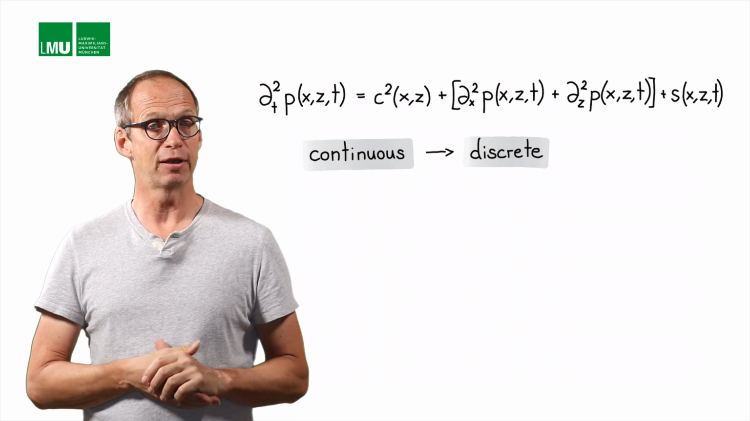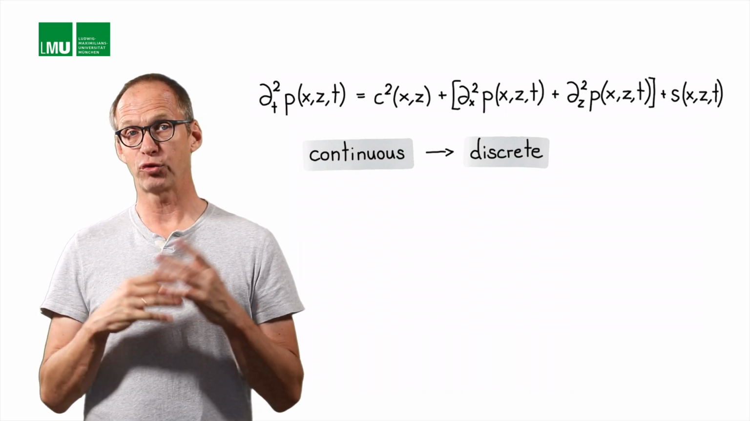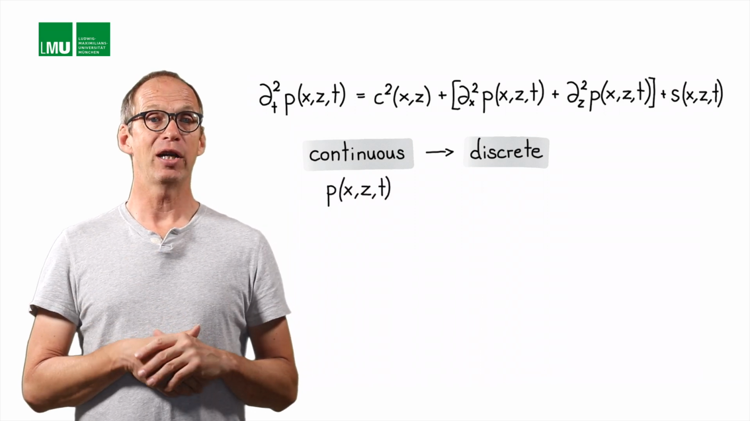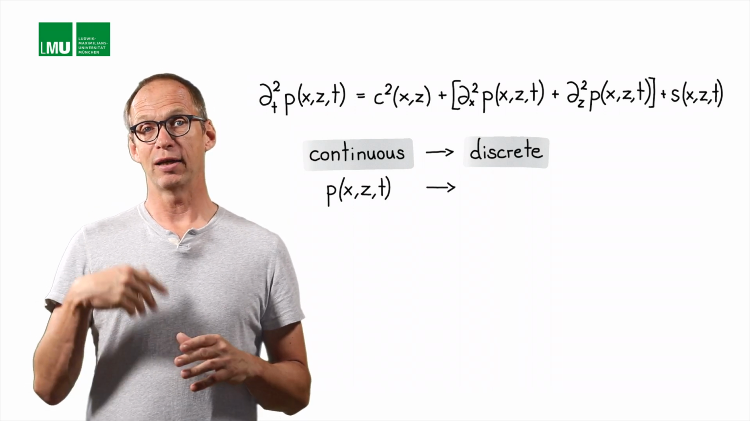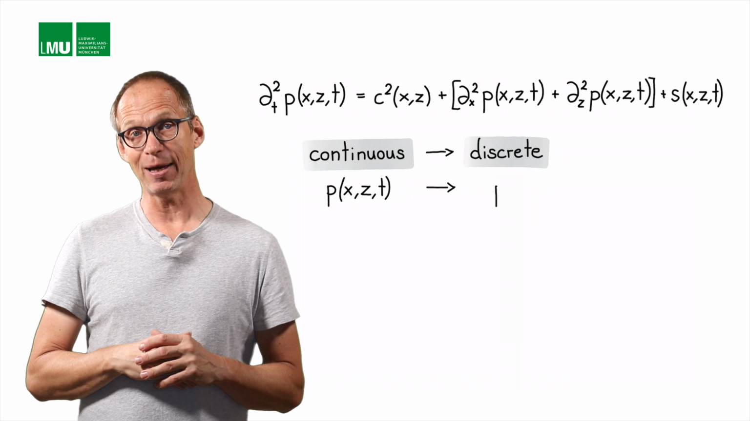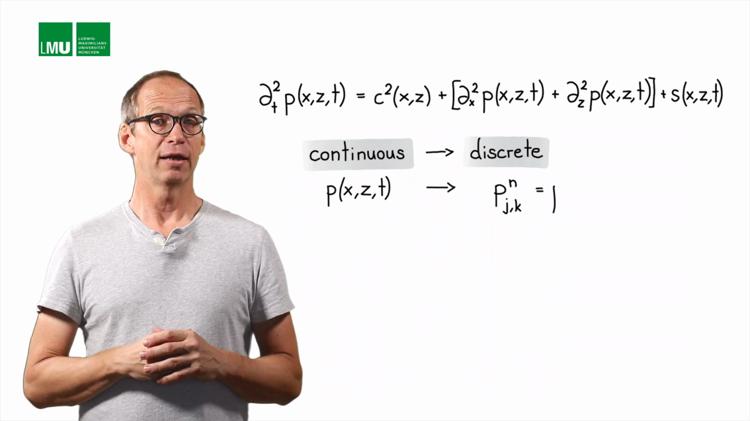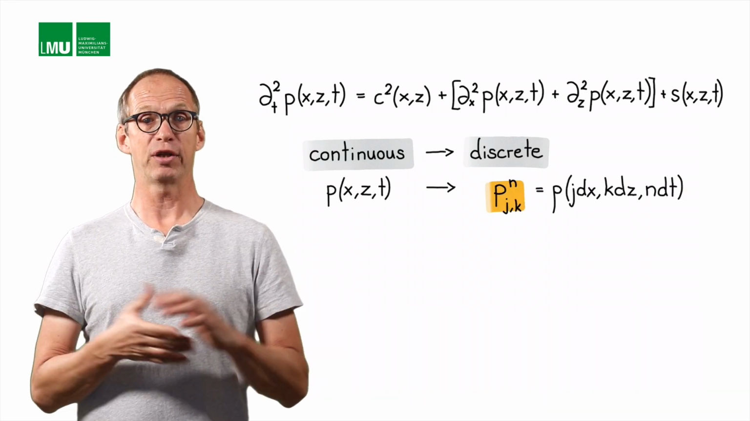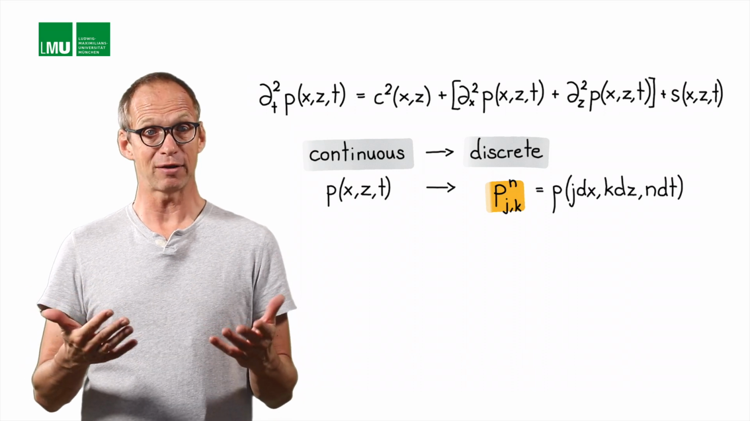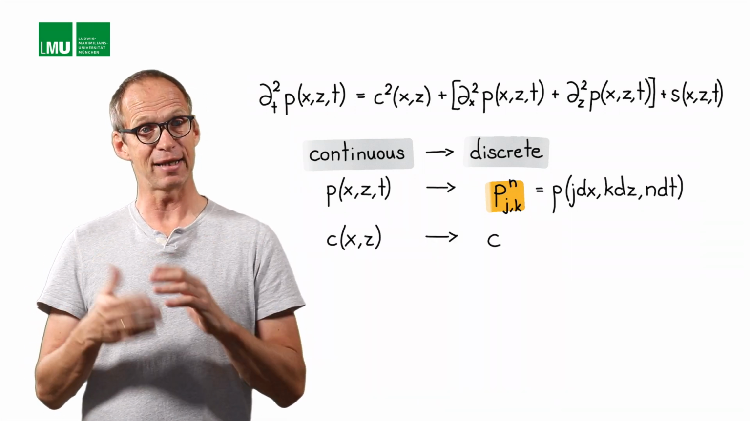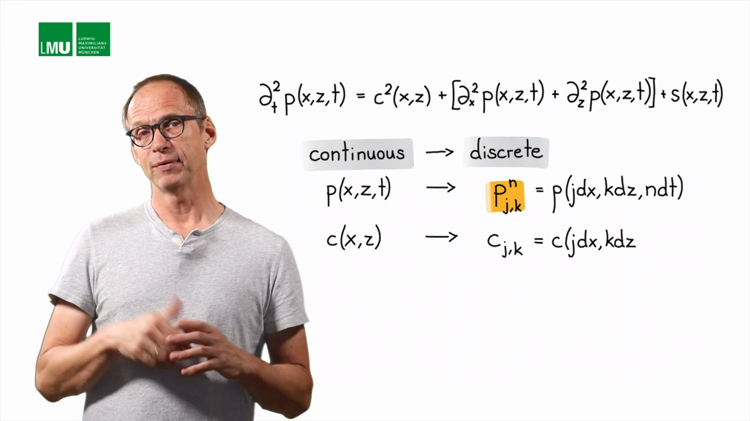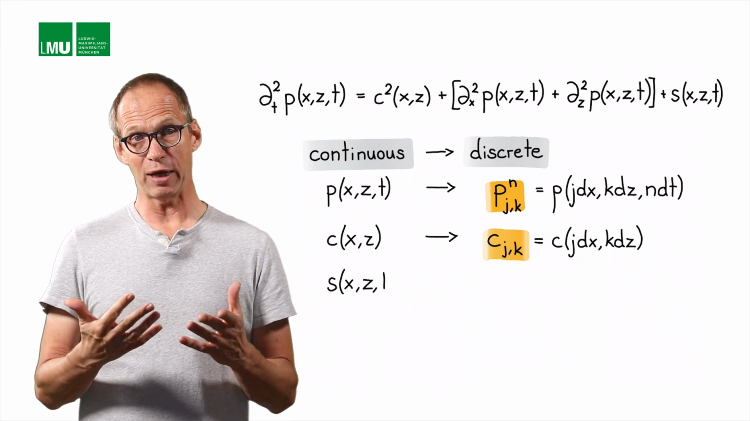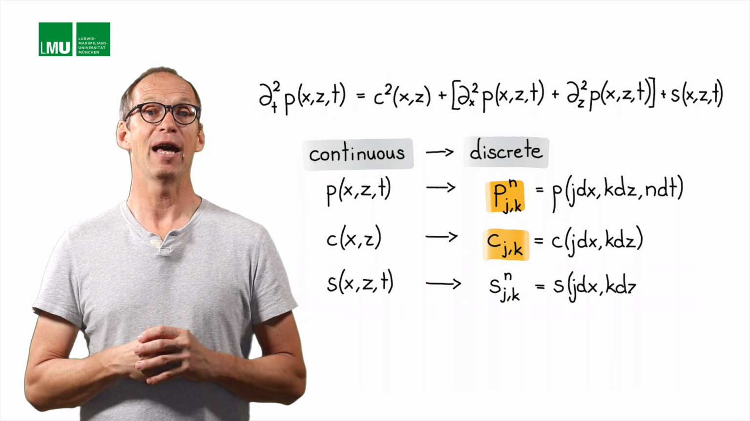And we proceed as we did in the one-dimensional case and turn, for example, p as a function of x, z, and t now into its discrete version, which again we use upper index n for time. And now we have 2 lower indices, j and k, that denote the space dependence. And the same applies to the other fields, like the velocity field. This is only space dependent, so c as a function of x and z turns into c of jk. And similarly also the source term that depends both on space jk and on time n.